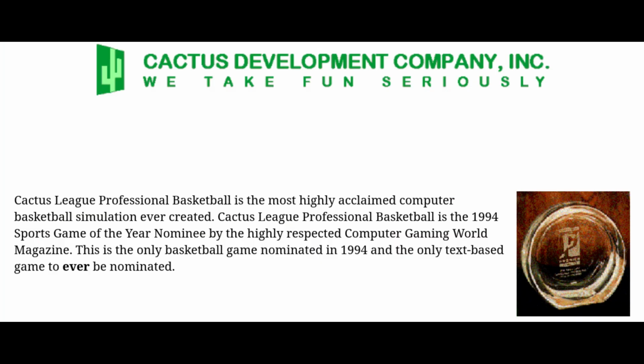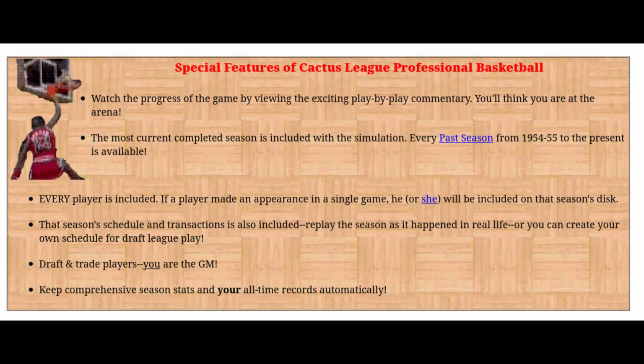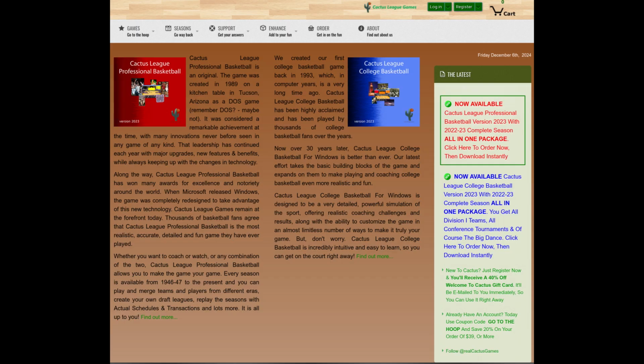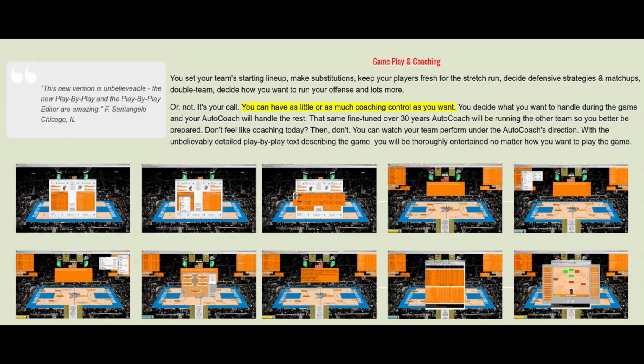Now, we can also look back and see how the company progressed through its own website. By 1997, it seems that they had a version of every season from 1954-55 to the present. In 2006, they came out with some sort of set of all-time All-Star discs. This is a copy of the website from December 2024, which is the last working version I could find. Now, unfortunately, none of these screenshots have been archived, but if you squint a little bit, you can see that the game for Windows was essentially the same text-based game that it was back in the DOS days.